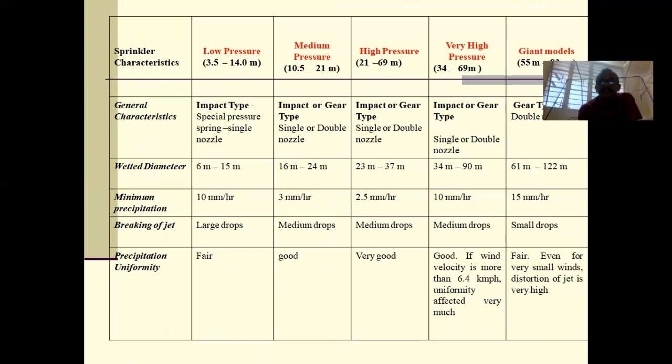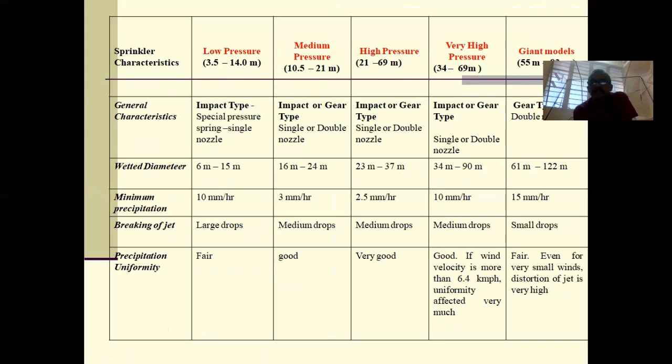Next class is medium pressure. The medium pressure is 10.5 to 21 meter pressure head, and they are impact or gear type rotation. They make use of single or double nozzle, and their wetted diameter is 16 meters to 24 meters, and the minimum precipitation is 3 millimeter per hour, and their droplets are medium-sized droplets. Precipitation uniformity is very good for medium pressure sprinklers.